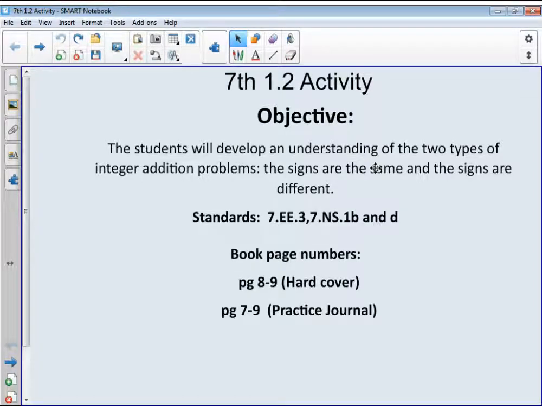Our activity today is 1.2 activity. The objective for this activity is that students will develop an understanding of the two types of integer addition problems: some where the signs are the same and some where the signs are different.